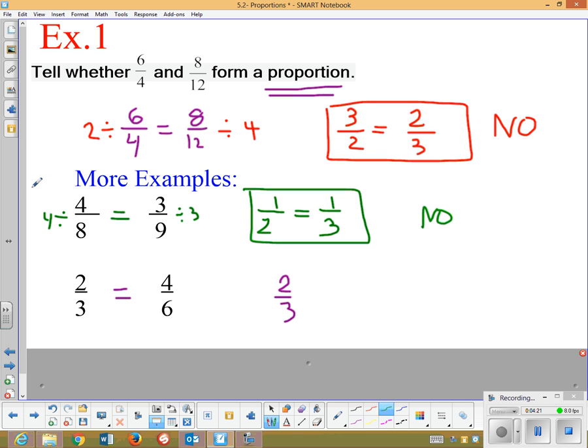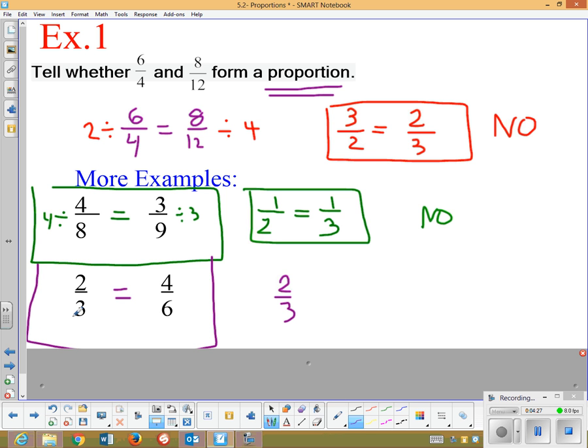So since I can't reduce this first one, I'm going to leave it alone. And let's see if I can reduce the second one. 4/6 can be reduced by 2. So I'm going to say 4 divided by 2 is 2. 6 divided by 2 is 3. I finally found my first proportional proportion. They are the same. They didn't look the same here, but when I solved it and reduced it, they are the same. So this answer would be yes.